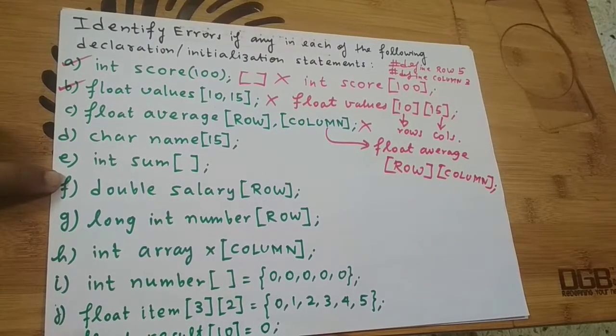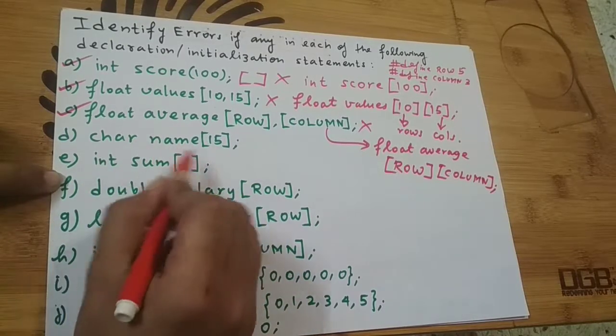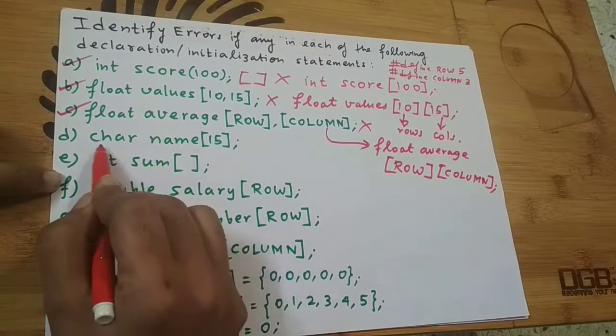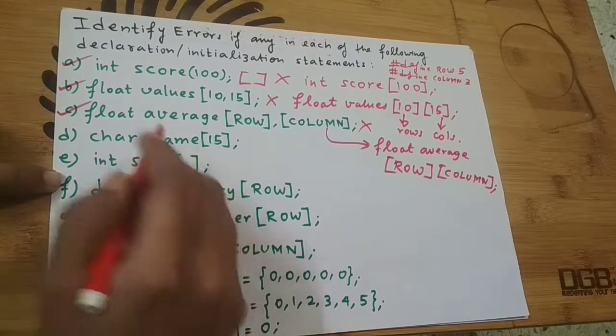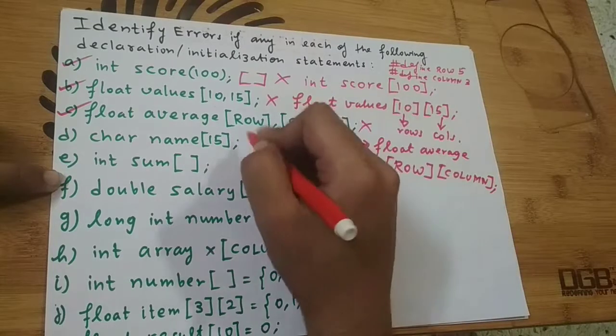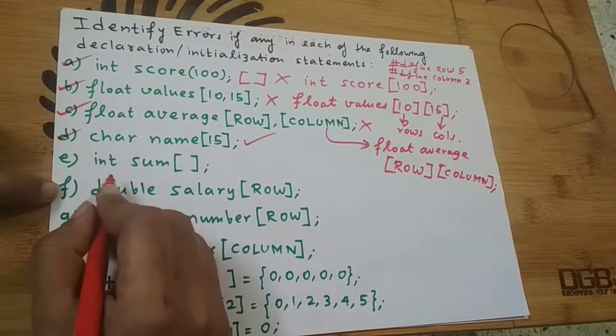Great. Now, next one. Look at this. Char name 15. This is perfectly all right, right? So we have finally encountered a declaration which is syntactically perfect. So this is correct. There's no issues here, right? So this is correct.